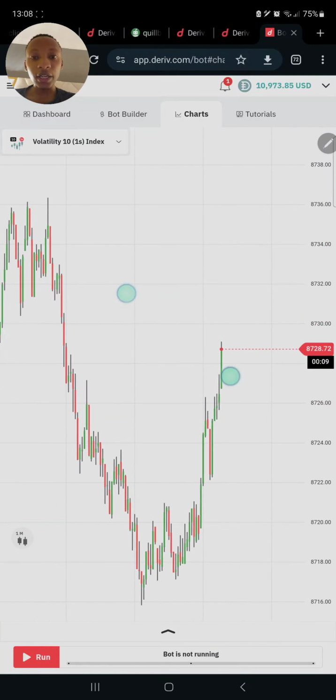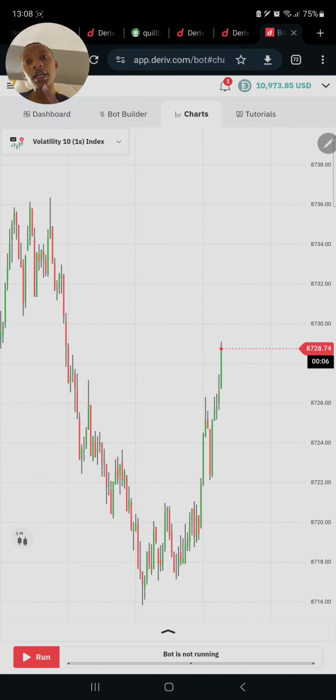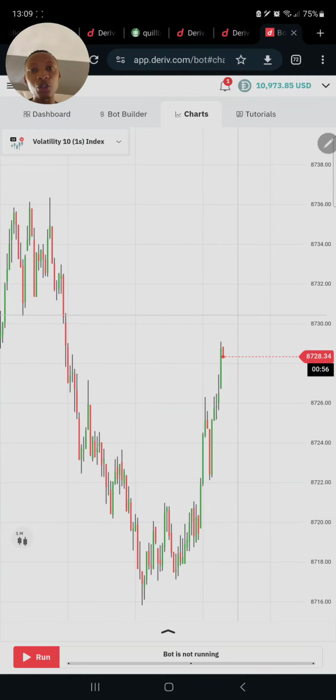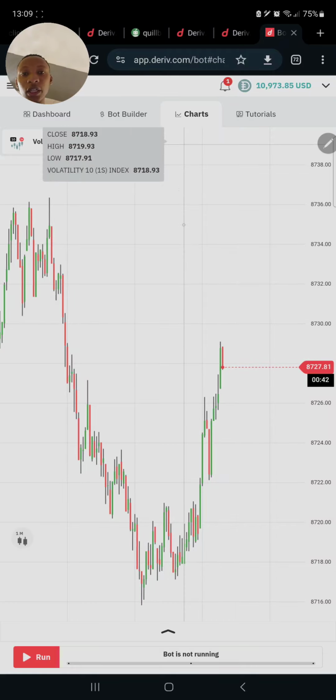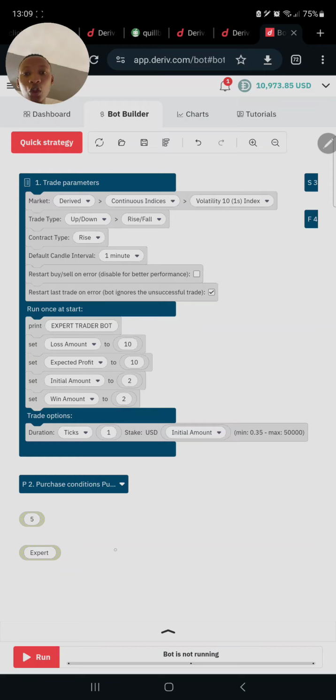Whenever you see the red candlestick it means falling, green candlestick means rising. Always. But since I've said that, it doesn't mean that when you see a red candlestick you should go in with red. You give it a few seconds so you can see if it's really falling or rising. I've given it a few seconds and I've seen this market is falling, though there is some consolidation.